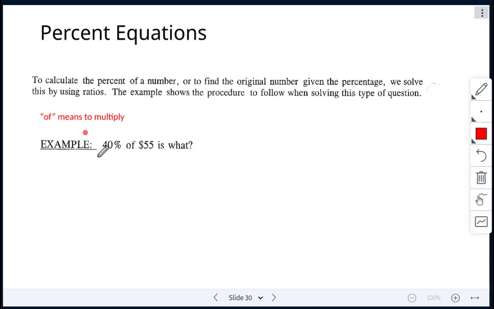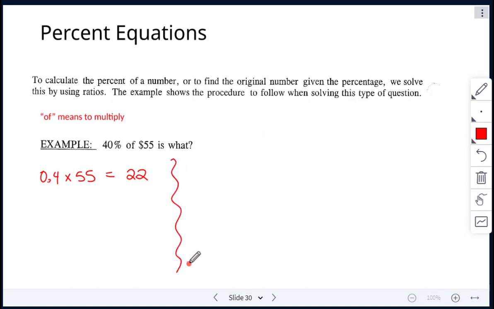The other method you can use is 40% as a decimal. You just move your decimal 2 to the left. That becomes 0.4 times 55, and that will give you your answer of 22. So that's the first method. Just convert it to decimal, multiply, and you're good.